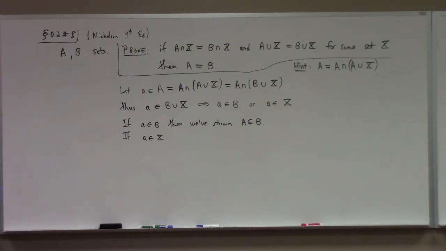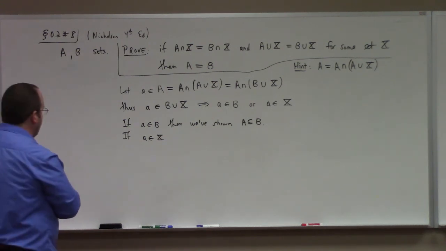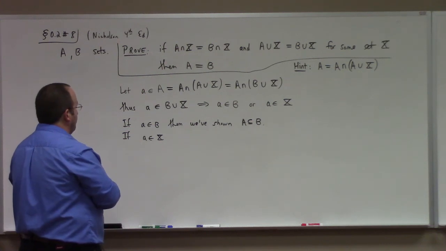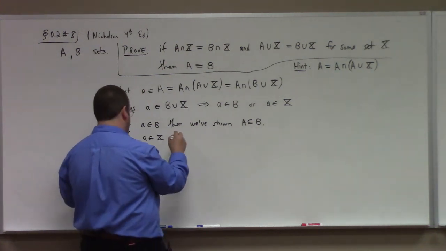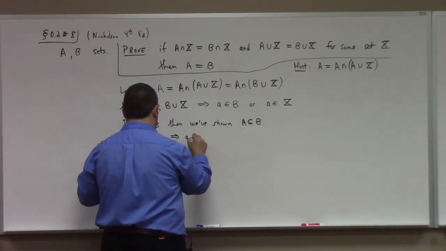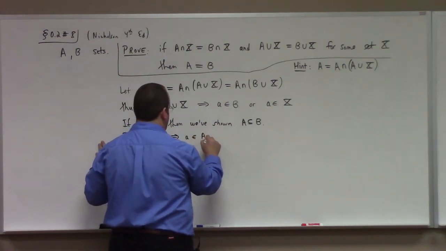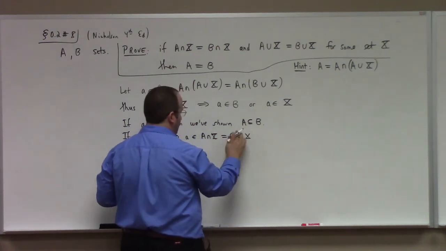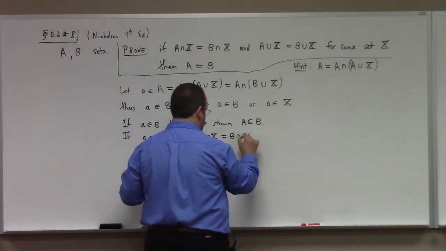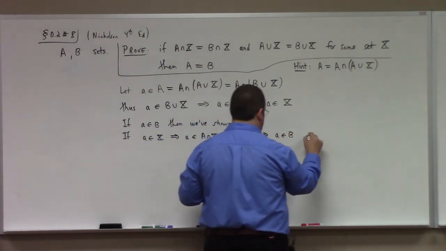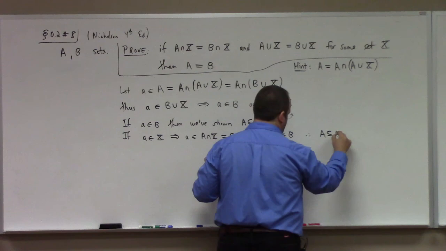There are two things that could happen. Then a is in A intersect X, which means it has to be in B intersect X, which means that it has to be in B. This implies that a is an element of A intersect X, which is equal to B intersect X. Hence, a is an element of B. Therefore, A is a subset of B.